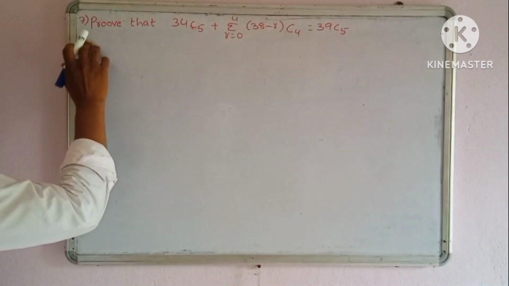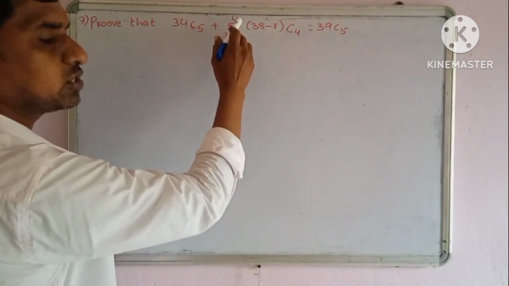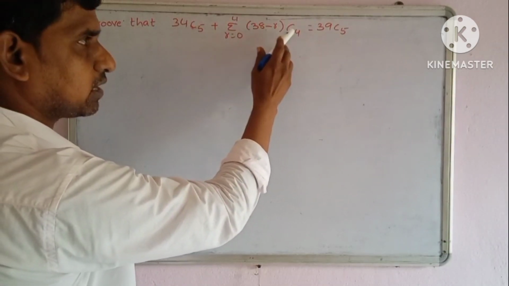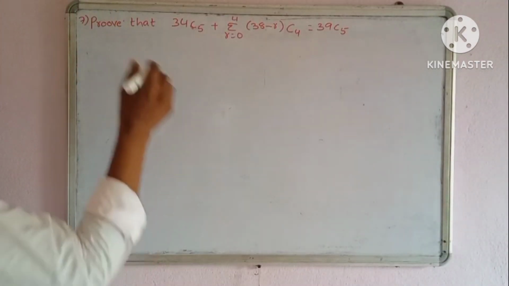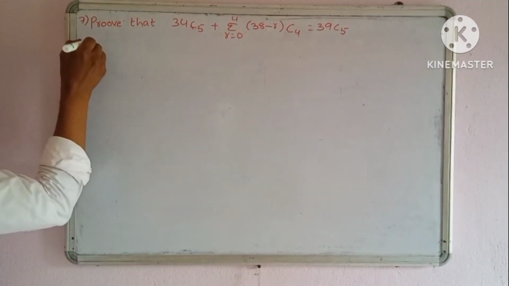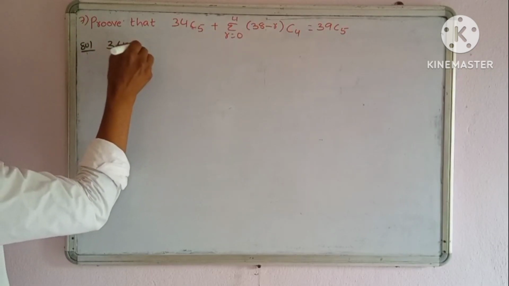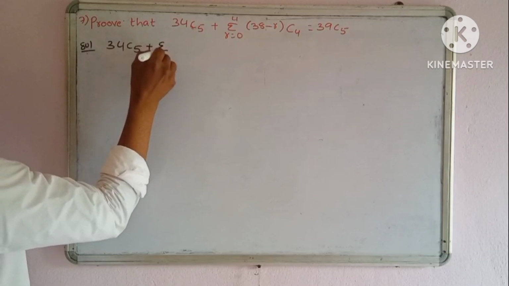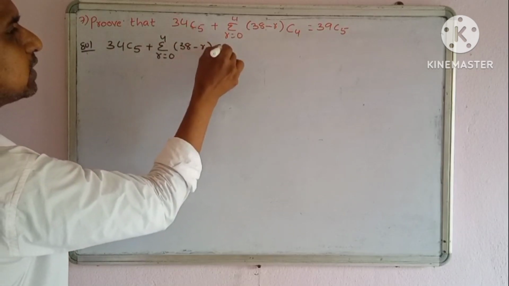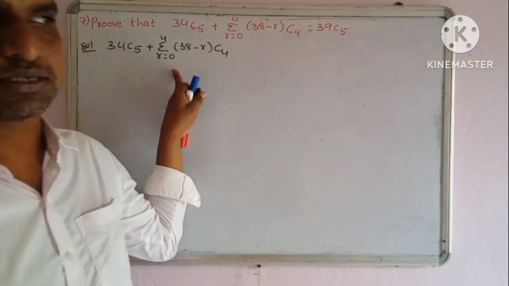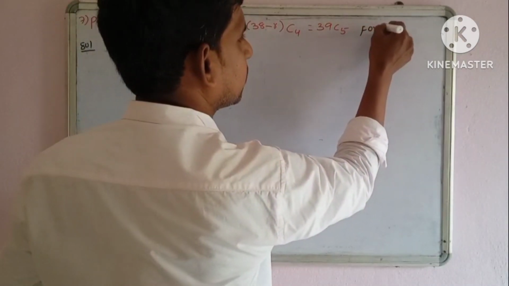Problem number 7. Prove that 34C5 plus sigma r equals 0 to 4, 38 minus r C4 equals 39C5. Okay, see the LHS part. 34C5 plus sigma r equals 0 to 4, 38 minus r C4. Sigma is nothing but addition. Okay, we know the formula. What is the formula? We know the formula is there.